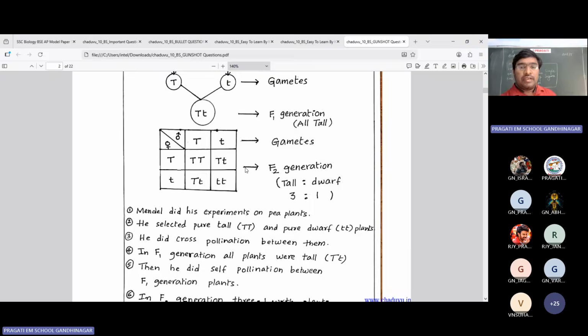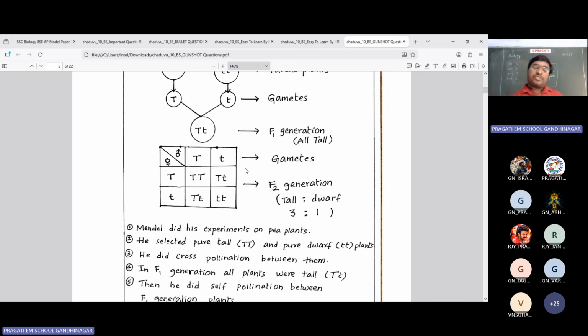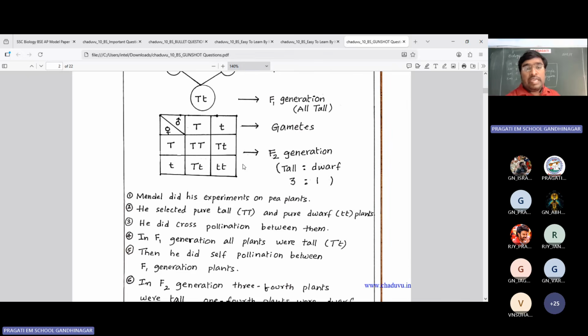See children, this is the checkerboard. After F1 generation, you should write F2 generation. Okay children, in F2 generation, we mention here the F1 generation traits. In between the F1 generation traits, what are the resultant conditions? Look at here.